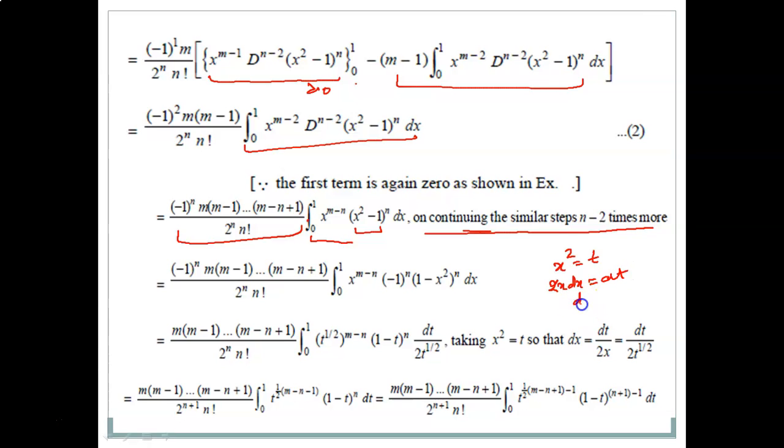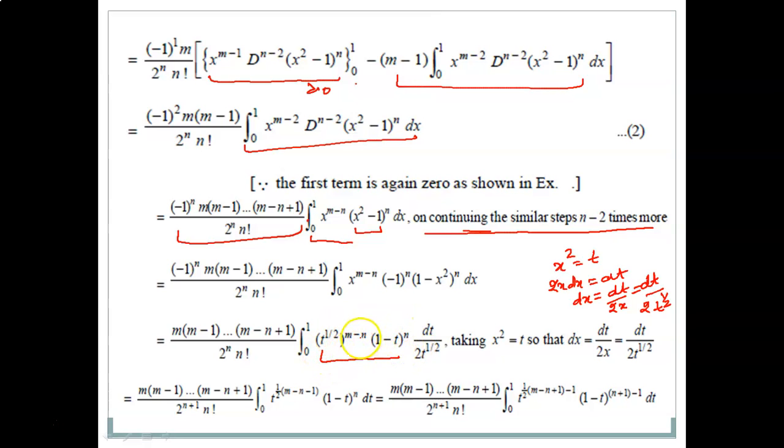In place of dx you can have dt by 2x, but this value of x square is t, so therefore the value of x is equal to t raised to power 1 by 2. So in place of dx we write dt by 2 t raised to power 1 by 2, and x is t raised to power 1 by 2 and the power is m minus 1, and here 1 minus t raised to power n. Why we are writing it in this manner, you will come to know in the next step.